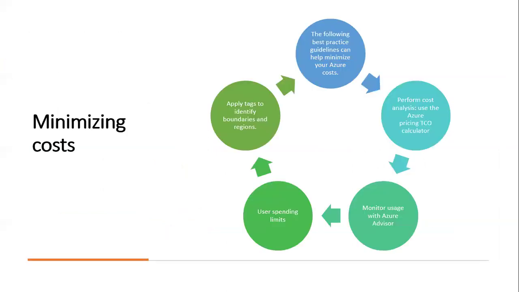How to minimize the cost? This is also very important. So what is the best practice? First, perform cost analysis using the Azure Pricing TCO calculator. Second, monitor usage with Azure Advisor. Use spending limits, which means you decide that Sahid is going to use only $10 per month. Apply tags to identify boundaries and regions. Whenever Sahid reaches the $10, an email will automatically be triggered to you if you are the manager of Sahid. So these are the factors with which we are able to minimize the cost. Clear?